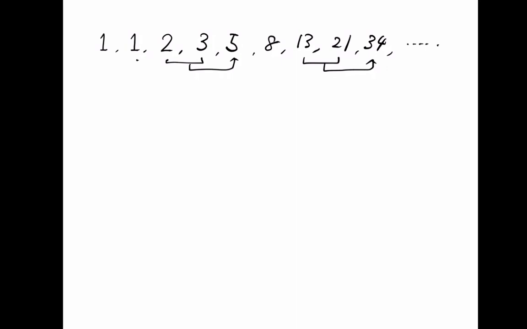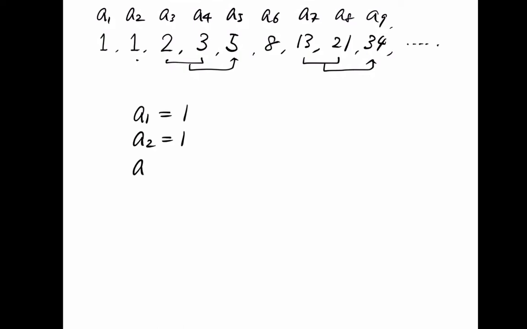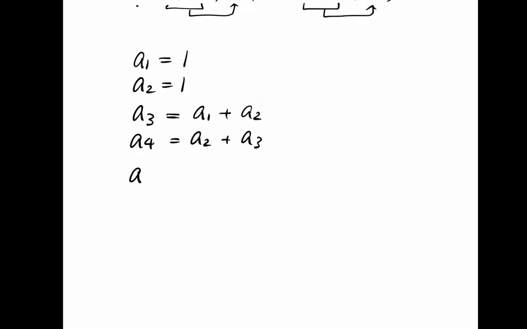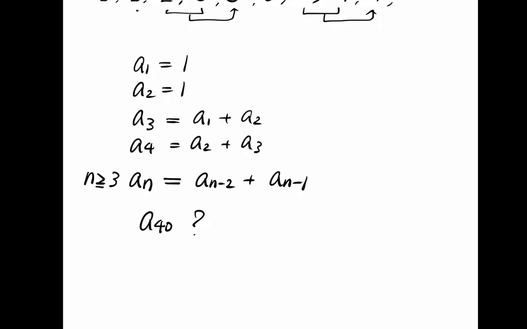Suppose I generate a sequence by summing up two previous numbers to make a new term. So this is A1, the first term, second term. Let's call these A4, A5, A6, A7, A8, A9, and so on. So basically, A1 is 1, A2 is also 1, and A3 is A1 plus A2. A4 is A2 plus A3. In general, for n greater than or equal to 3, a_n is defined by a_(n-2) plus a_(n-1). Suppose I want to know A40. How can I do it?